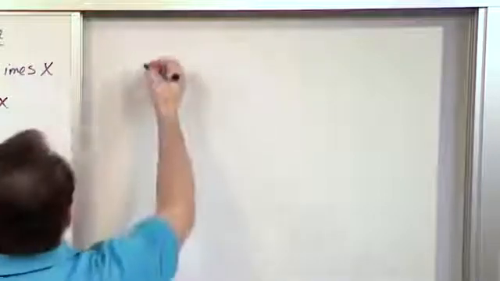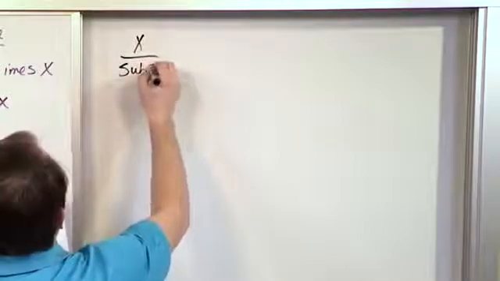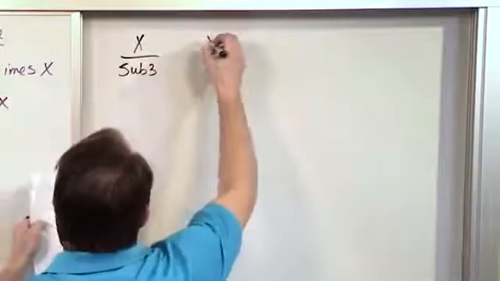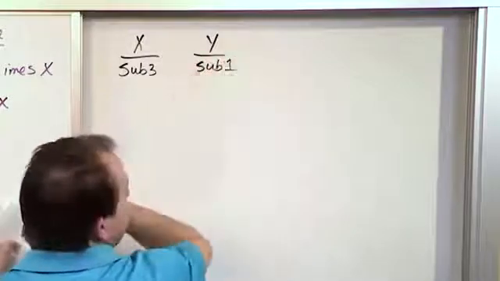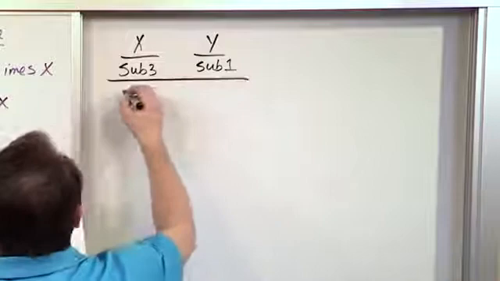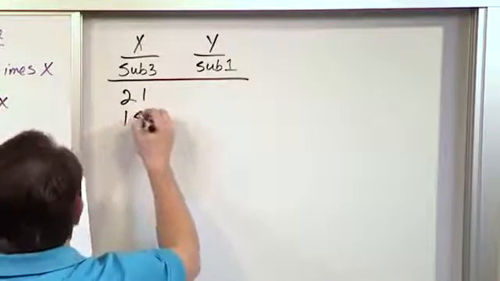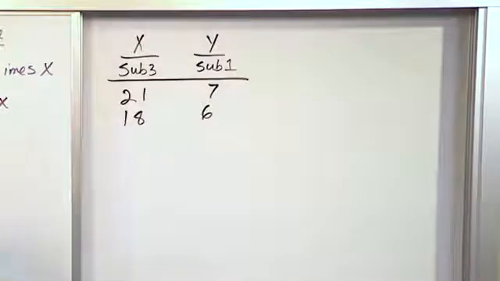Now this one is going to be a little bit different. Here we have x, and the rule here is we're going to subtract 3 to make that column, and then for y, we're going to be subtracting 1 for that column. So this one's a little bit different along the way, and what I'm going to give you to start is 21 and 18 and 7 and 6. That's what I'm giving you, and so what we need to do now is fill this out.